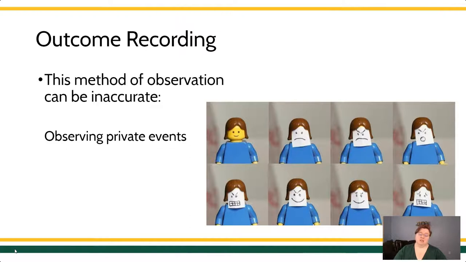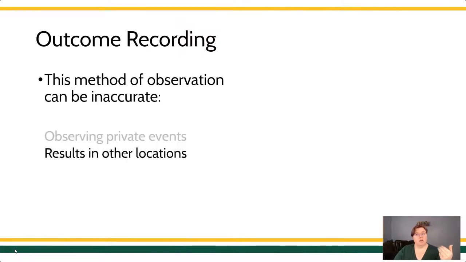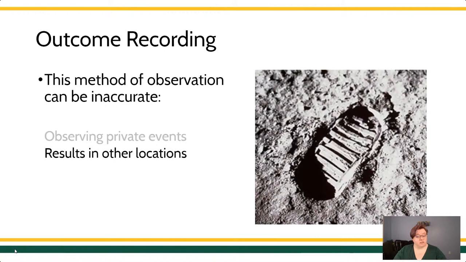So, first of all, that's challenging. Second of all, you can't use methods of observation like outcome recording, where you have to go and find the physical tangible product, if the results are in a location that you cannot get to. So, for instance, we know that people have walked on the moon. We have some video evidence of people walking on the moon, but you and I could never go there unless Elon Musk gets his way and we actually can go to outer space, because it's so cost prohibitive for us to get there.